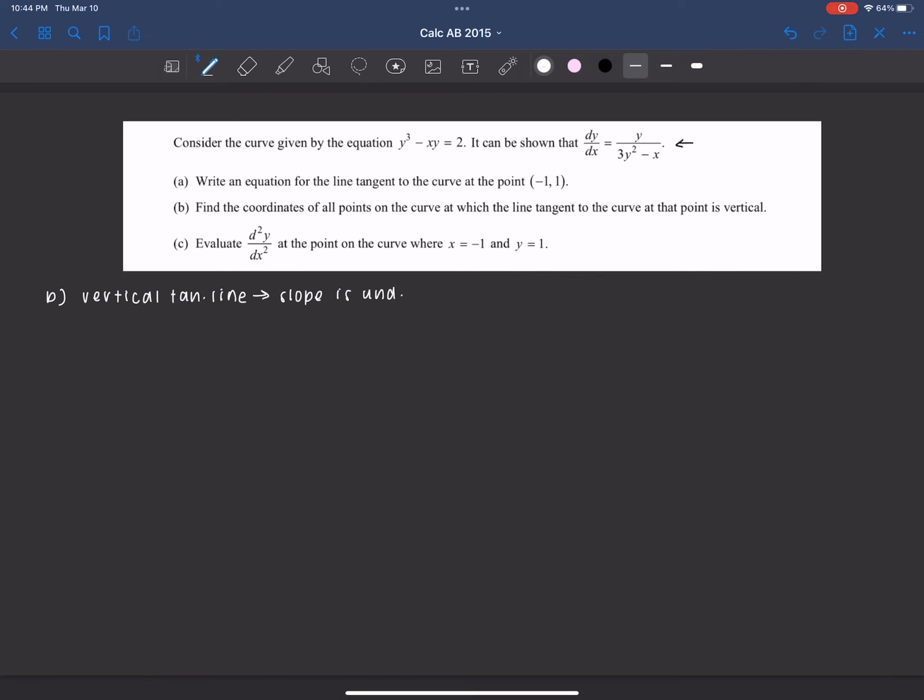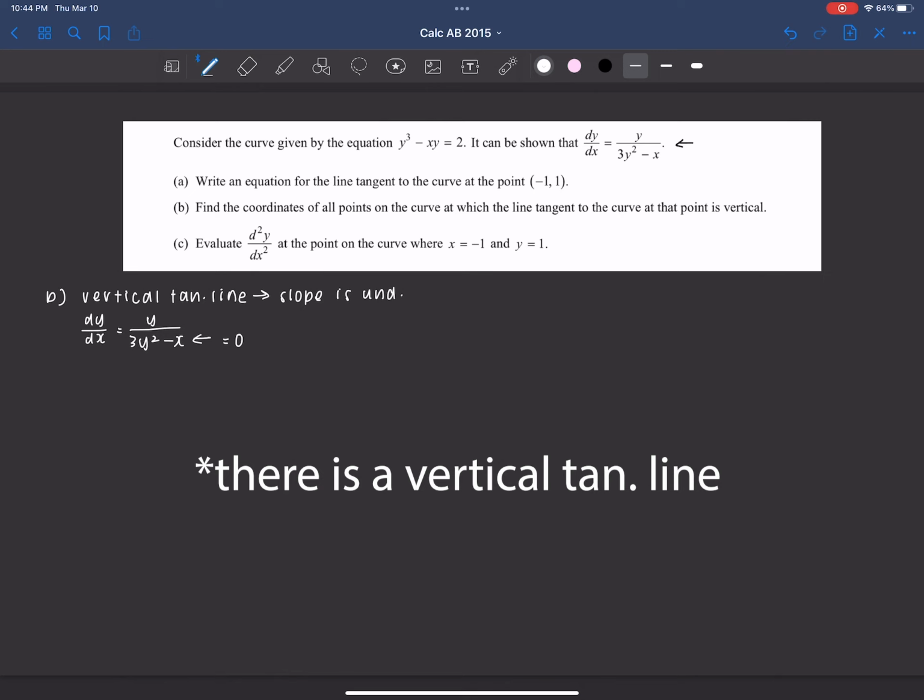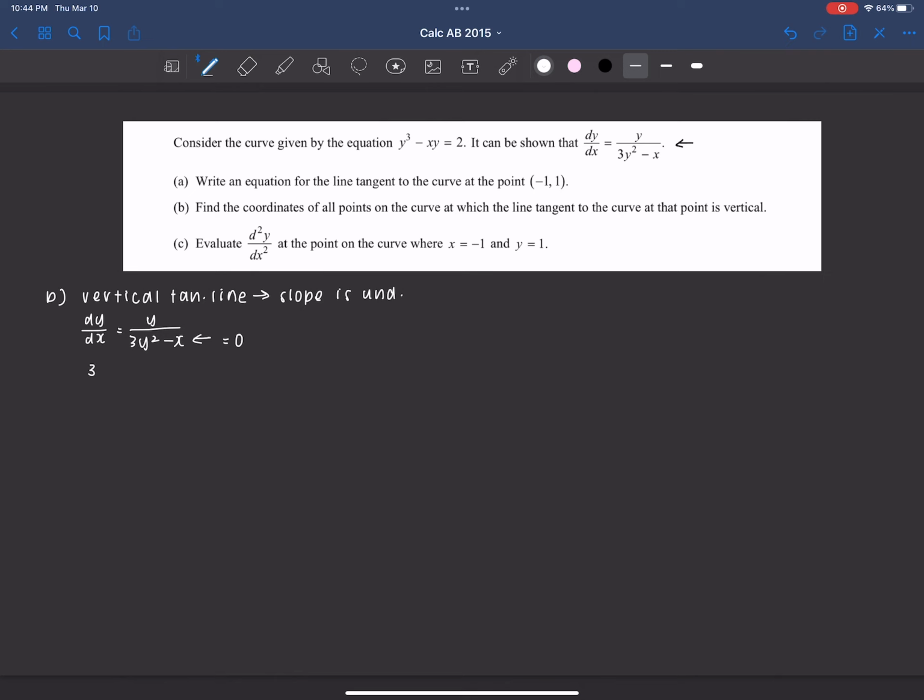So that means that in our implicitly derived derivative function, y over 3y squared minus x, this denominator is equal to 0. And that would make the slope at that point undefined, which means there would be a vertical tangent line. So all we need to do is set this denominator equal to 0. So moving the x over, we get 3y squared equals x.